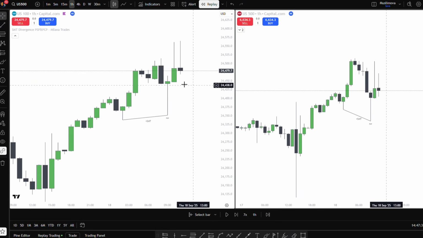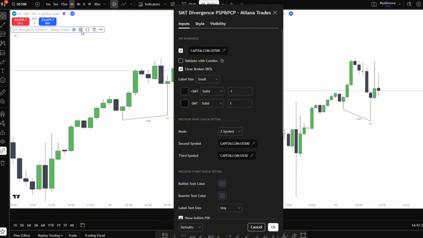Let's break down an example to make it clear how to use this. First, you can use the SMT divergence indicator. It automatically finds divergences, including precision swing point and precision candle point. How to use it? If you're analyzing an asset like the Nasdaq, you need to write its correlated assets into the indicator settings. For example, if I'm analyzing the Nasdaq, I will put S&P to identify divergences. The same logic applies to the precision swing and candle settings.